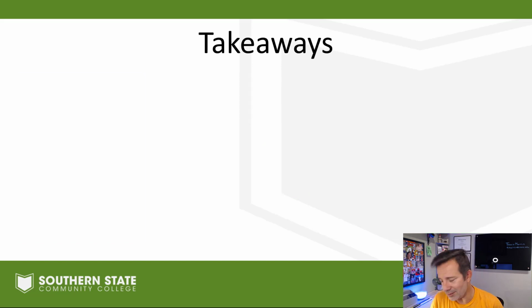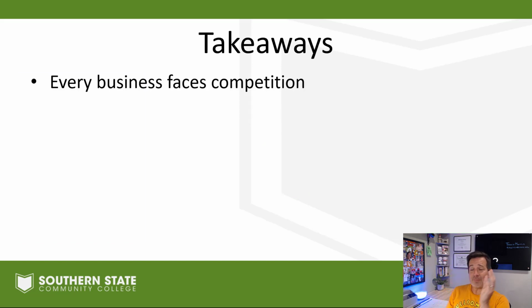So our takeaways. Every business faces competition, unless it's a monopoly. And there's not many of those out there these days. So every business has to consider that competitive environment. They have to consider the direct competition. They also have to consider the indirect competition. Like for me personally, I would rather make a burger at home than go to any one of those places that I went to today, which means that those places face indirect competition from Kroger.